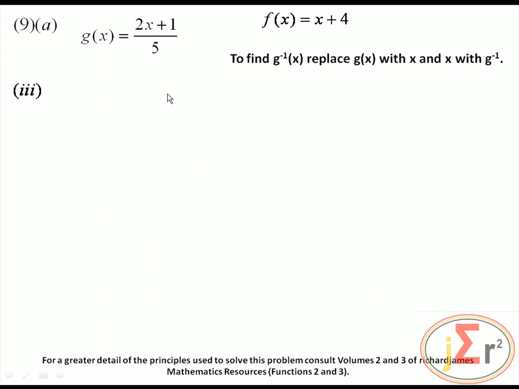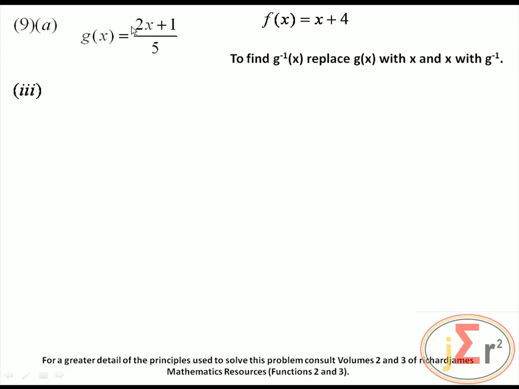in the following way. We are looking at the arithmetic operations that compose the function. First, we multiply by 2, then add 1, then divide by 5. To find the inverse of g, we will find the inverse of each operation and perform them in the reverse order. So g inverse of x will be 5x minus 1 divided by 2. So we say 2x plus 1 over 5, so we go in the opposite direction and do the opposite of each operation.